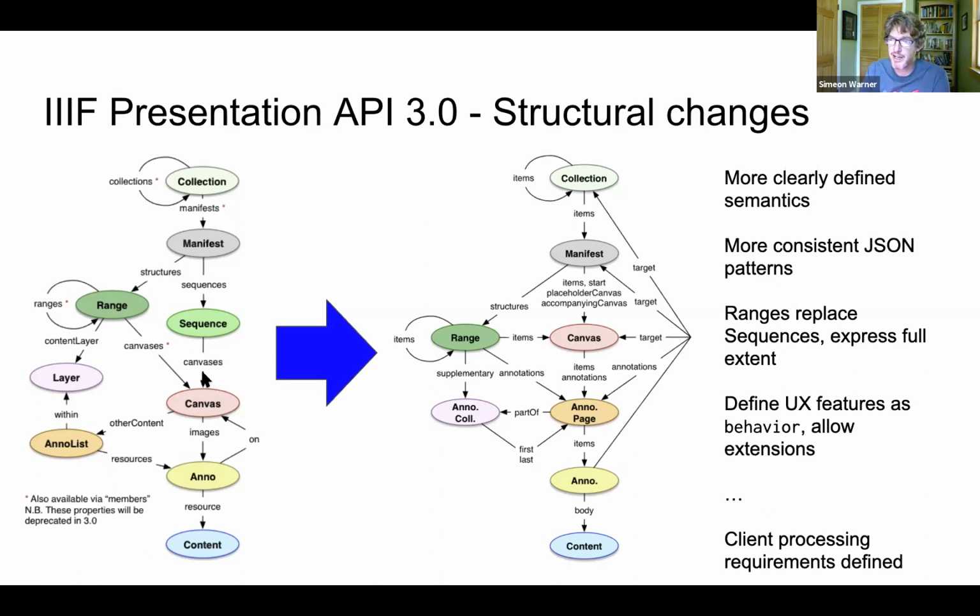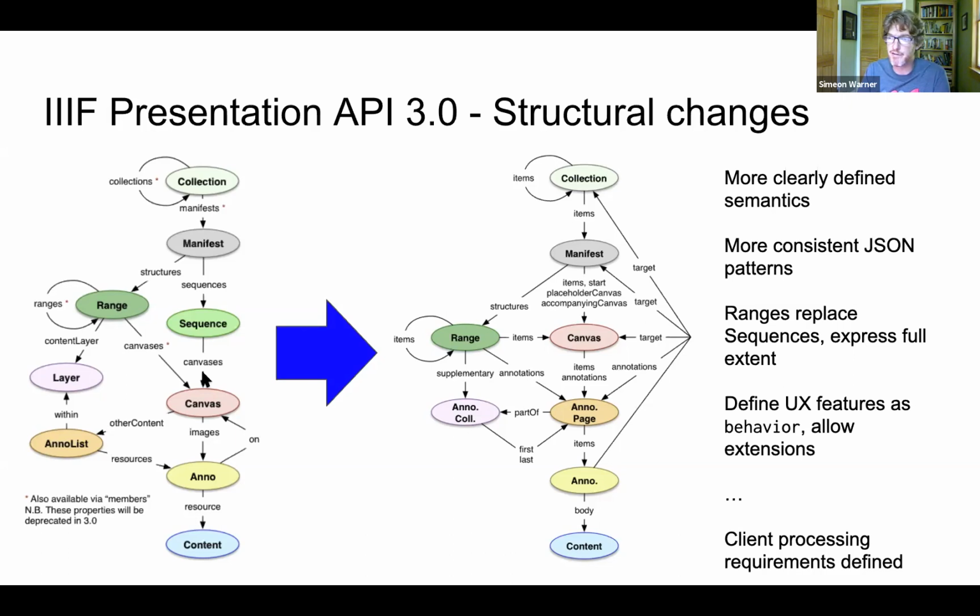There are some pretty big changes, like the notion of a sequence has been replaced by ranges. A lot of issues around dealing with time-based media as opposed to just images. So for example, the notion of expressing the full extent of a range so that you can jump around at sensible points within a time duration.